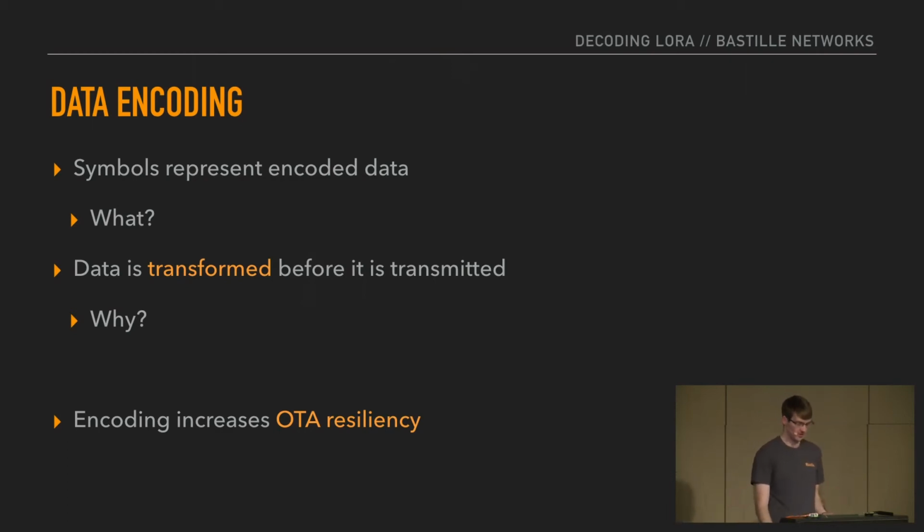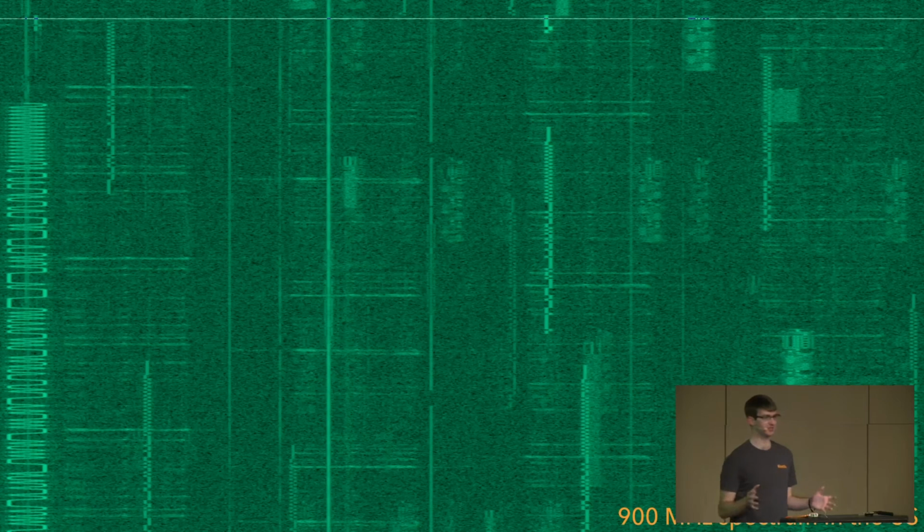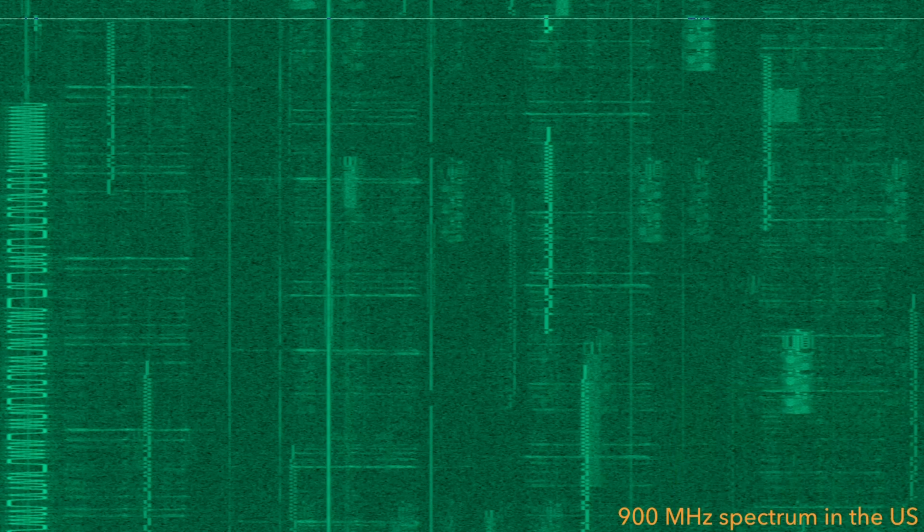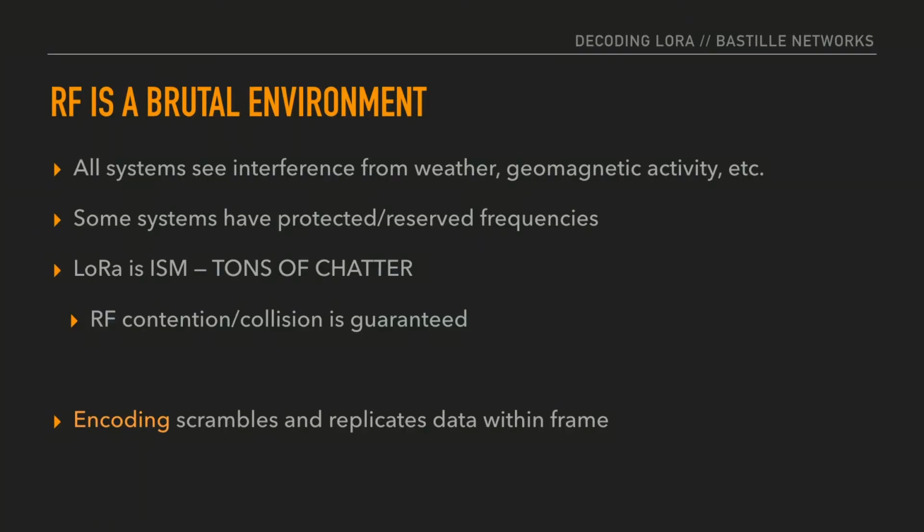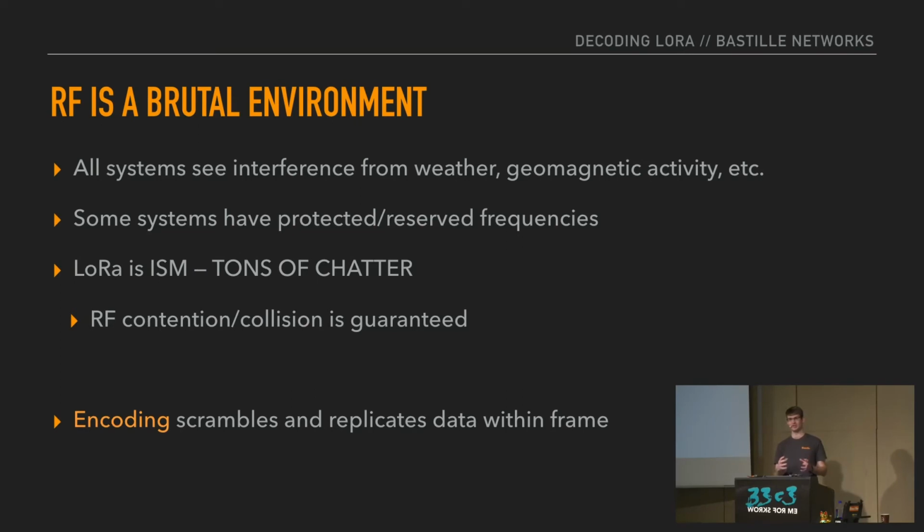Why is this necessary, right? Remember that we're dealing with unlicensed spectrum, right? This is what the 900 megahertz band, which is what LoRa uses in the United States, looks like. Look at all that stuff that's not LoRa, right? That stuff is there to ruin your day. It's there to create all sorts of interference and make your receiver not work the way you expect. So RF is a really brutal environment. There's all sorts of interference. And basically, the encoding is a way of treating your data so that even if you have a non-ideal reception, you can still get the data out of the frame.